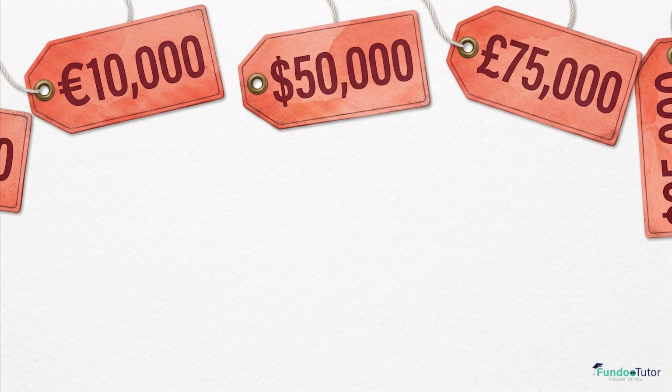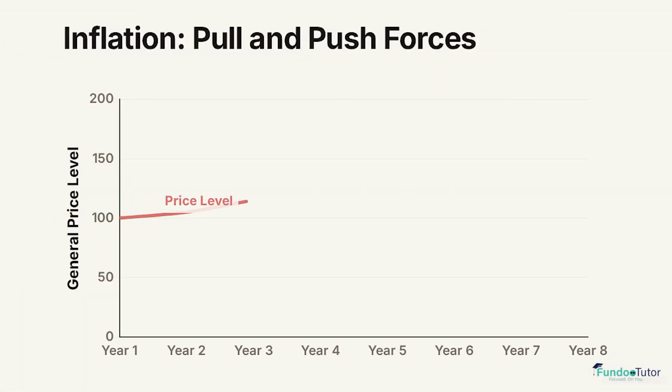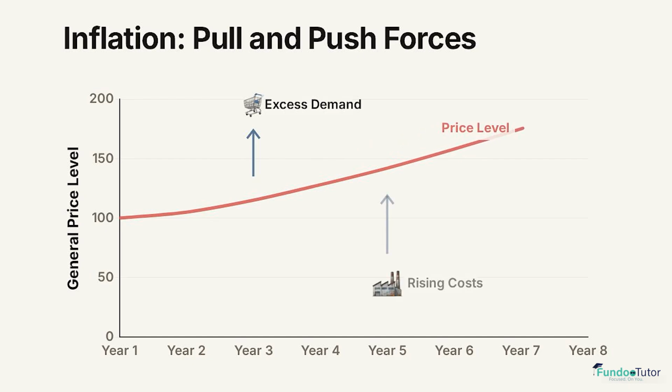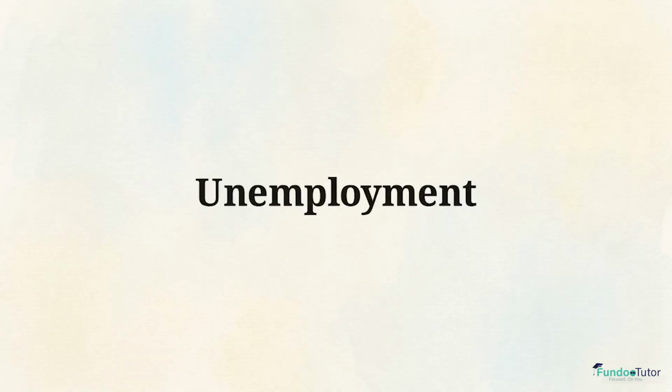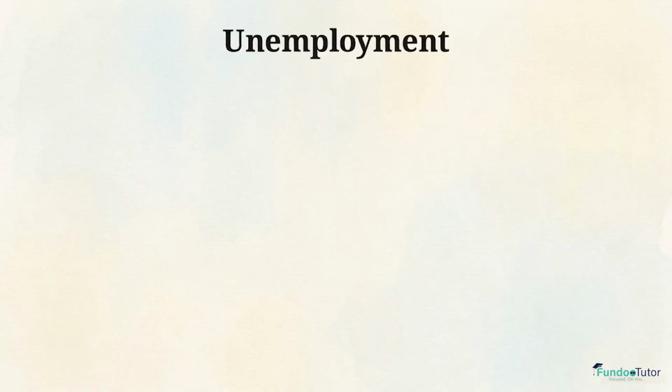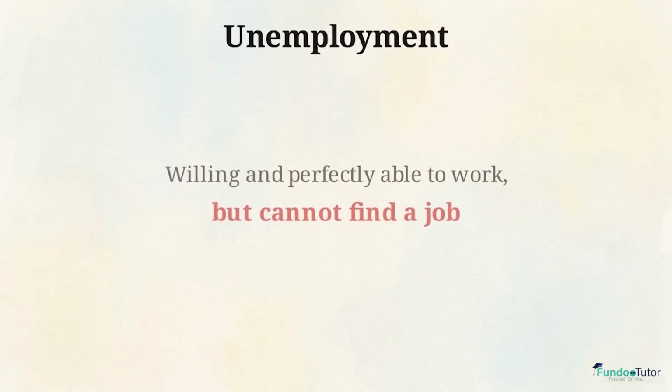The first is inflation, defined simply as a sustained rise in the general price level. This pressure comes from two directions: excess aggregate demand pulling prices up from above, or rising production costs pushing them up from below. Either way, consumer purchasing power drops and savers lose out. The second major destabilizer is unemployment. This occurs when people who are willing and perfectly able to work cannot find a job.